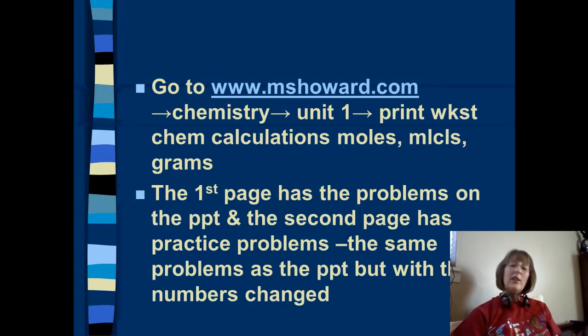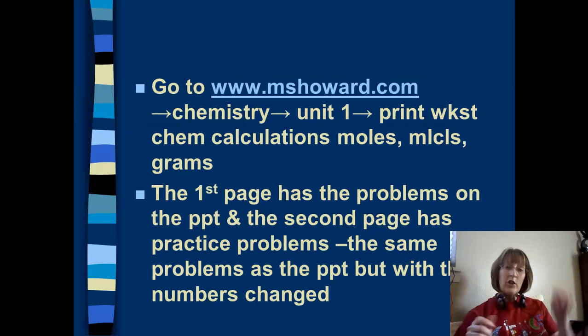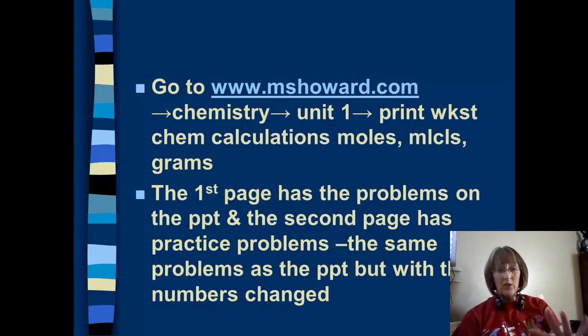Okay, so what you need to do is get a calculator, some paper, your periodic table, maybe your yellow pages. Go to my website, www.mshoward.com, and click on Chemistry, Unit 1, and print the worksheet that has the chemical calculations, moles, molecules, and grams. The first page has the problems that are on this PowerPoint. The second page has practice problems. They are the same problems, only I've changed the numbers on them. So it'll help you get accustomed to what we're doing here.